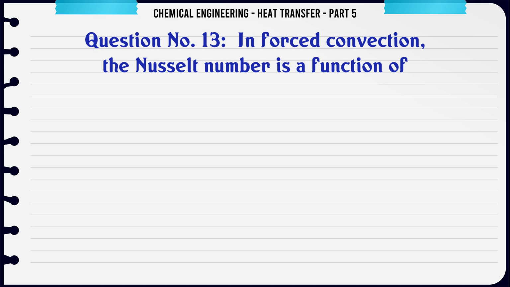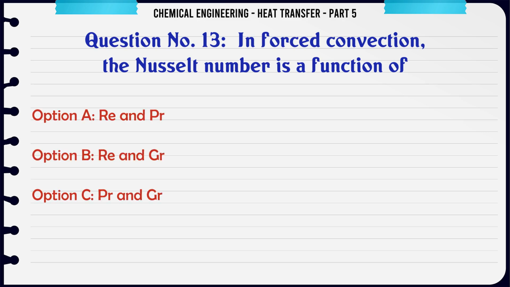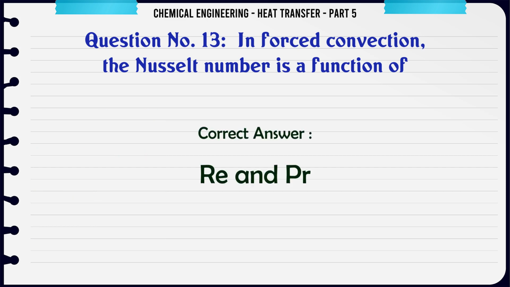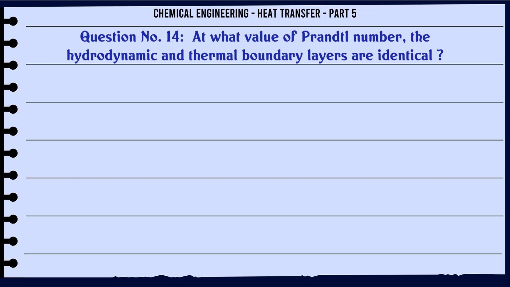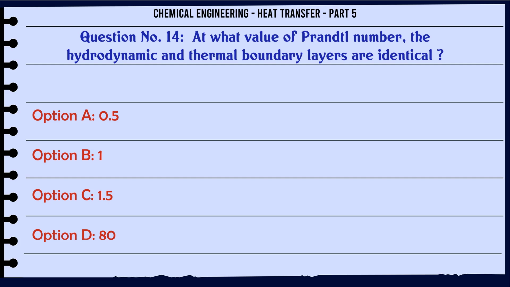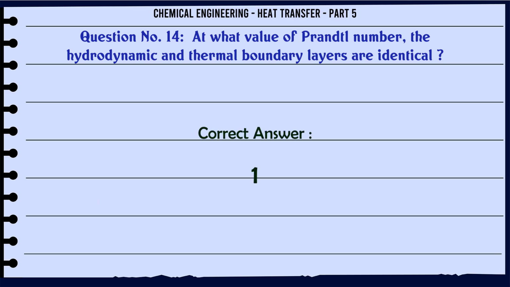In forced convection, the Nusselt number is a function of: A. Re and Pr, B. Re and Gr, C. Pr and Gr, D. Re and Sc. The correct answer is Re and Pr. At what value of Prandtl number are the hydrodynamic and thermal boundary layers identical? A. 0.5, B. 1, C. 1.5, D. 80. The correct answer is 1.